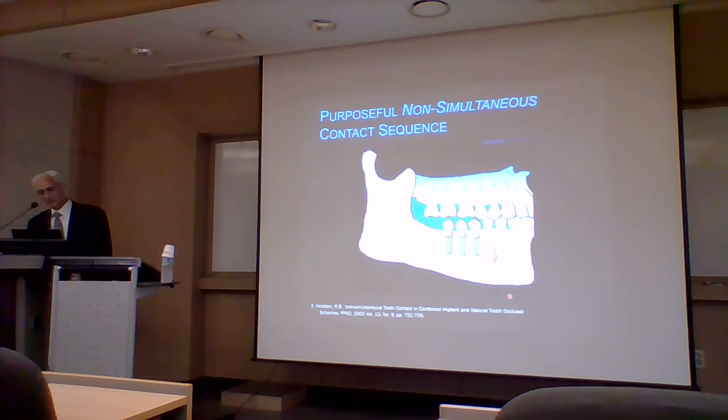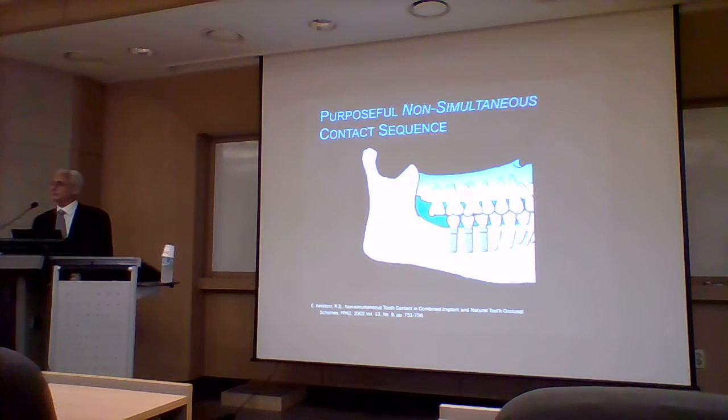And that's possible because the periodontal ligament of the natural teeth will allow the teeth to depress into the socket a small amount. And that will allow you to then bring the implants into contact.